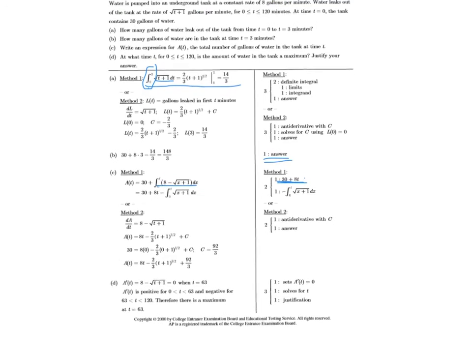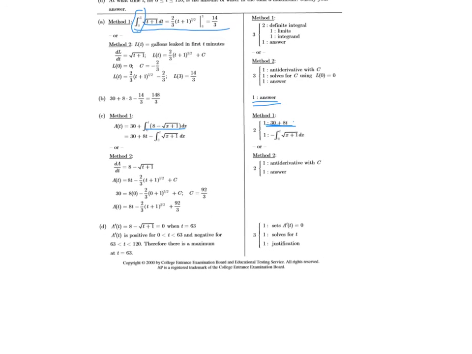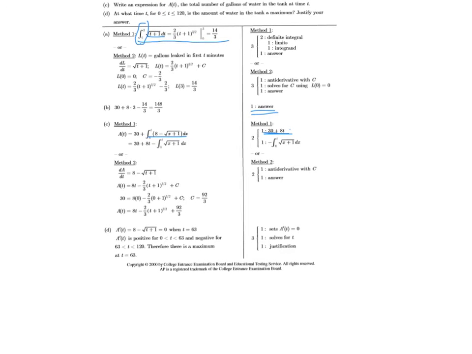And then for the last one, knowing setting the derivative equal to 0 gives you a point. All right, so they really break this down nicely. Go back. Okay. Solving for t gives you a point, so the 63.